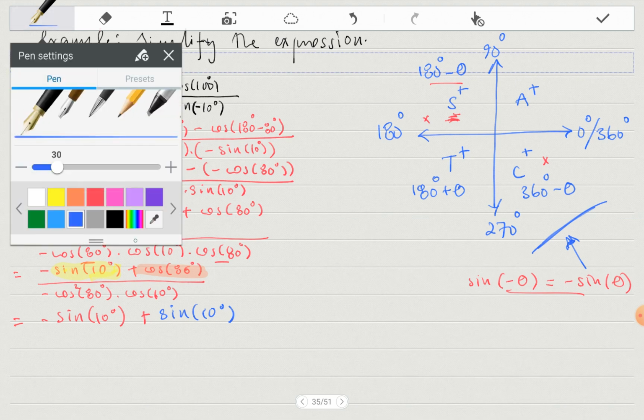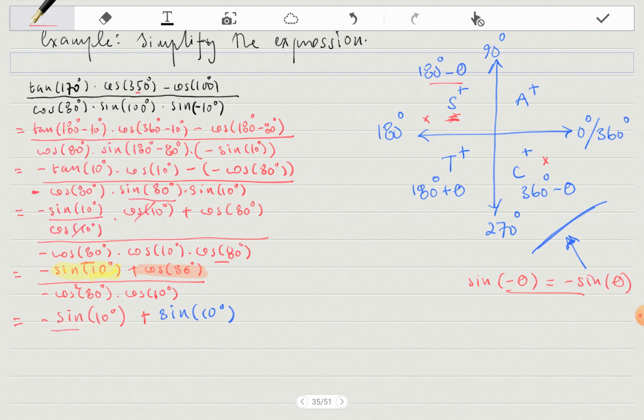we don't really have to go any further in this question. You've got minus cos squared 80 times cos of 10, because the top cancels off. So it's going to be 0 over minus cos squared 80 times cos of 10, and that basically gives us 0.